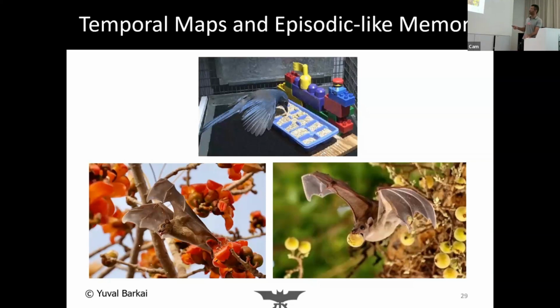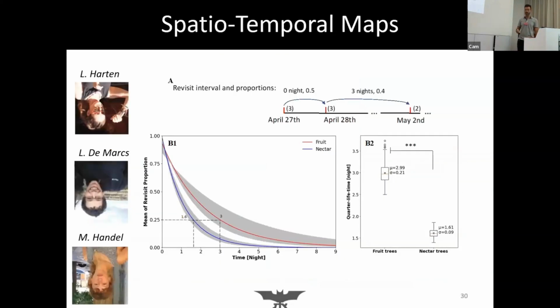The idea is that fruit bats forage on fruit, but also on nectar. And we hypothesize that nectar will have a shorter time period in which it is relevant because there is less of it, and also because there's a lot more competition. So this is the first thing that we validated. We can see here on the x-axis time in nights, and the probability of returning to a tree, and you can see that it drops faster for a nectar tree than for a fruit tree.